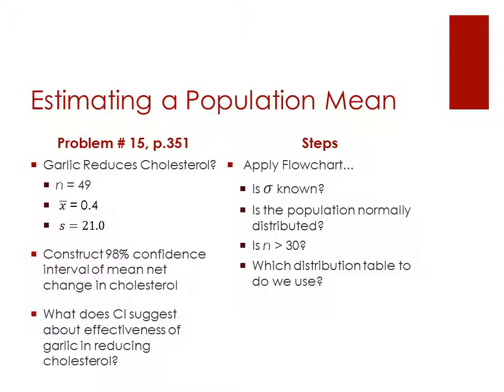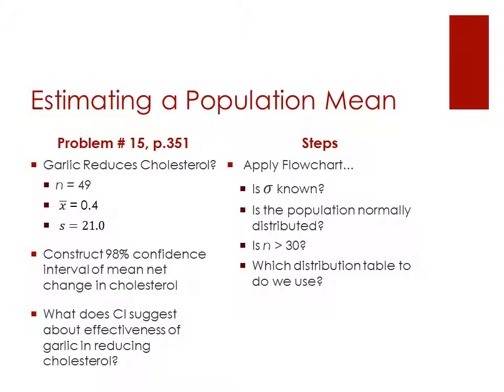These individuals first had their cholesterol level measured, then they consumed raw garlic, and then they had their cholesterol level measured afterwards. And the value we're working with is the difference between those two scores on the cholesterol. For each individual, their post-garlic consumption cholesterol score was subtracted from their pre-garlic cholesterol score. So that's what we're working with, the difference here. We have a mean of that of 0.4, and our standard deviation for the sample is 21.